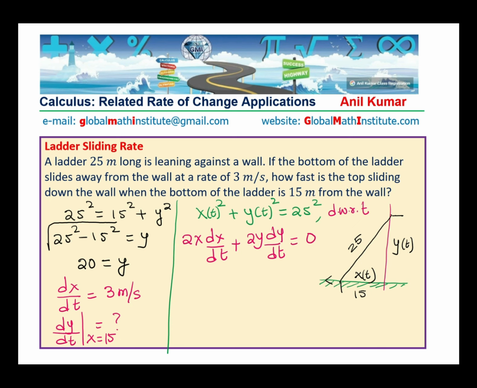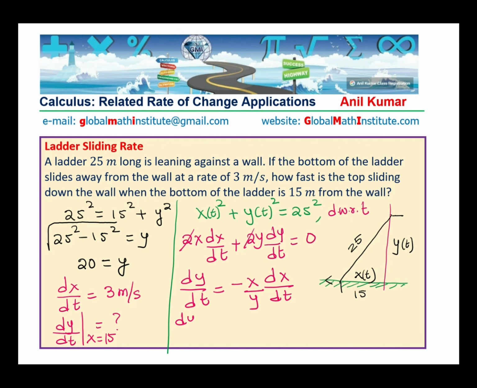So from here we can find the value of dy/dt. Isolating dy/dt, you can cancel out the 2's. So dy/dt is equal to minus x over y times dx/dt. So I've rearranged the equation to write dy/dt like this. What we need to find is, when x is 15, at that time dx/dt is 3 meters per second. We have to find what is dy/dt.